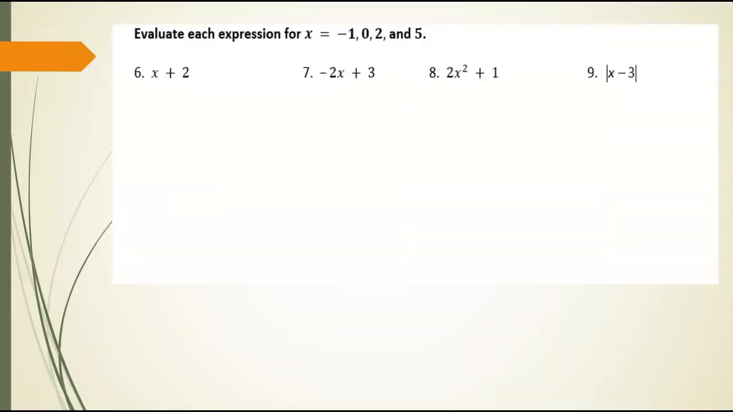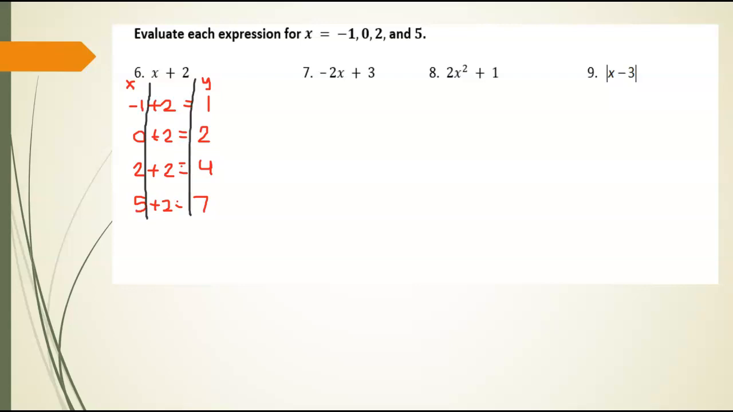Okay, and then we talked about evaluating each of those at each of those points. So what you're doing is plugging in -1, 0, 2, and 5 for x each time. This is kind of like making a table of values. So when x is -1, y is 1. When x is 0, y is 2. When x is 2, y is 4. And when x is 5, y is 7. So it's kind of like your x's and your y's. So when x is this, y is that. The middle just shows the work. Okay?